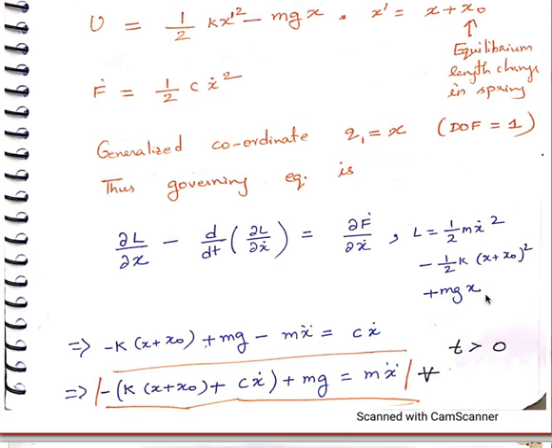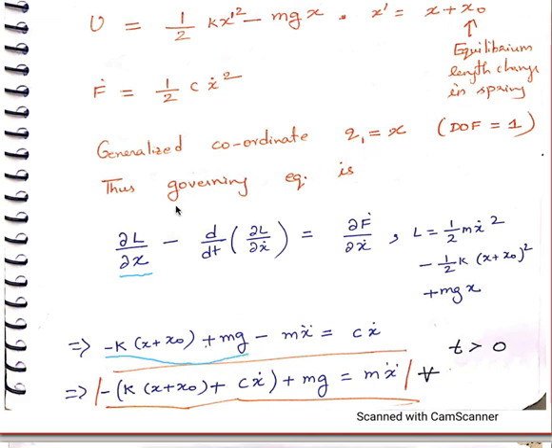So now, if I apply the derivative with respect to x, what will I get? I will get k into (x plus x naught). There is a minus sign, so that is minus k (x plus x naught), and then plus mg. That I get from the first term.